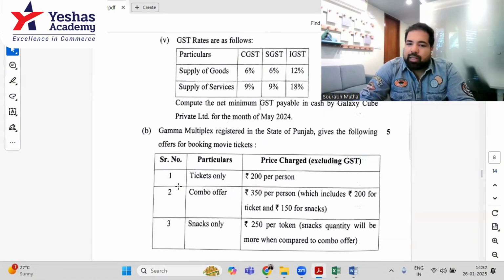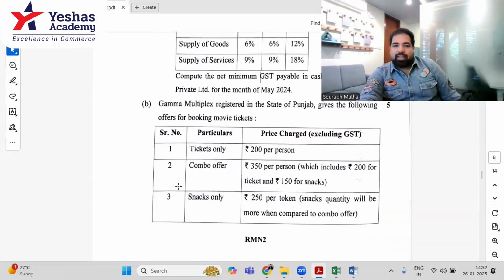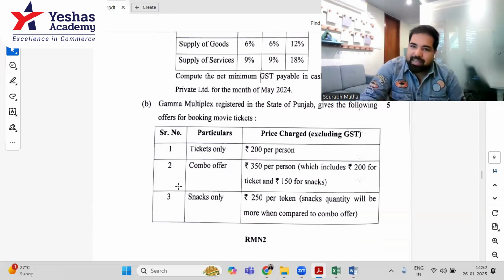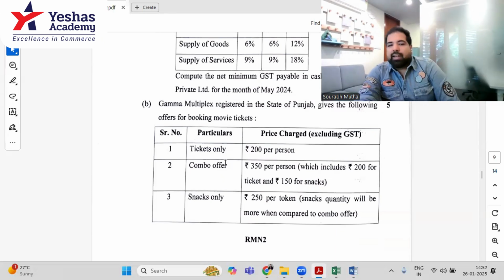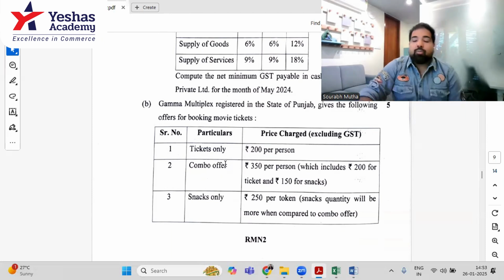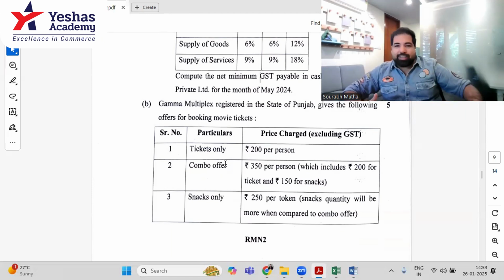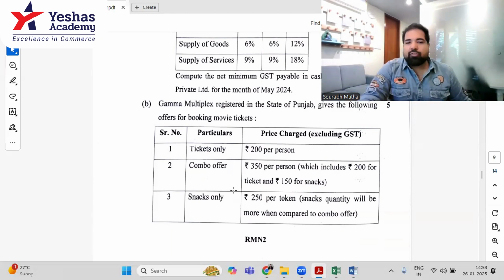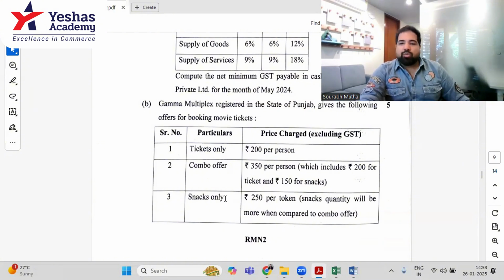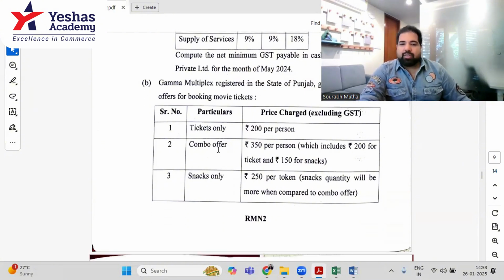Similarly, there is a multiplex where they are supplying some tickets, tickets and snacks, and only snacks. Tickets is a service. Combo is a composite supply, where you don't go to the theater just to have popcorn. PVR popcorn is anyways expensive. So this is a composite supply where the main item is tickets, which is a service. And if it's only snacks, then it is goods. So this is goods, and these are services.